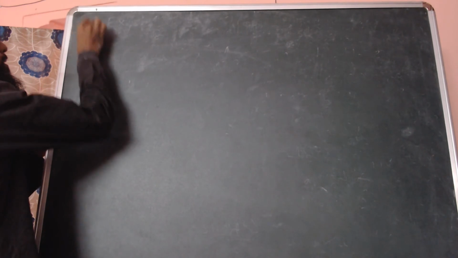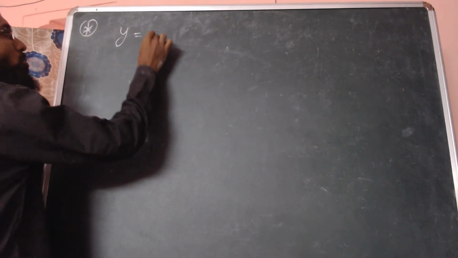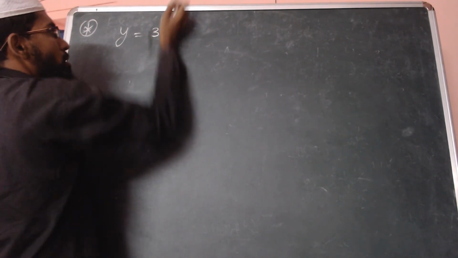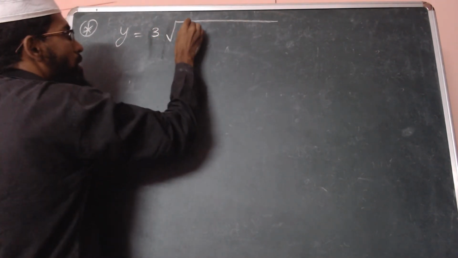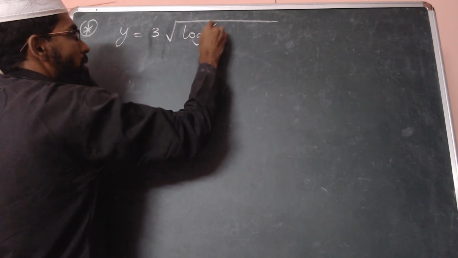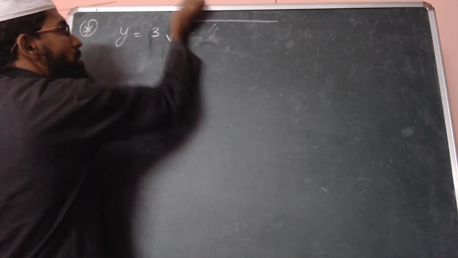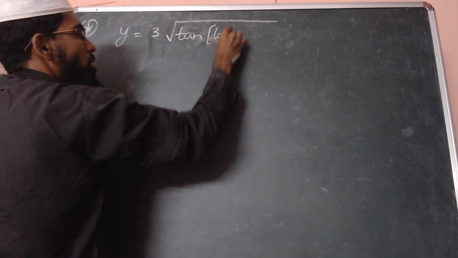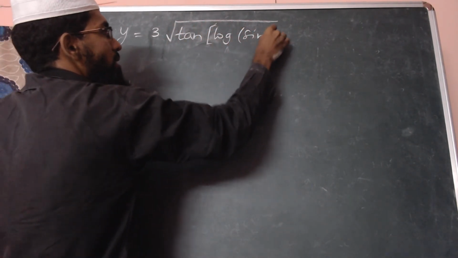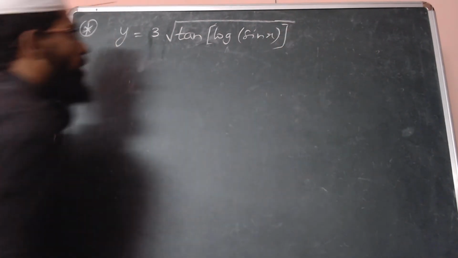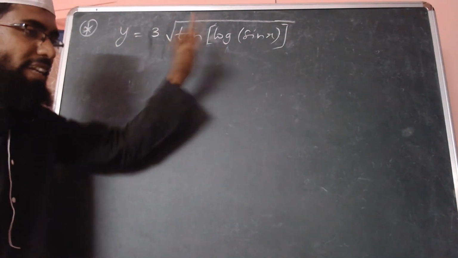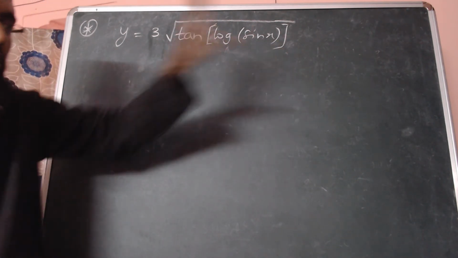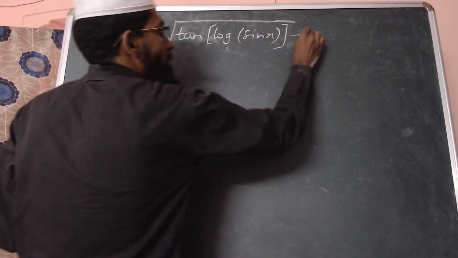Let y equal to 3 root of tan of log of sin x. Now here, how many functions? Root of tan of log of sin x. We have four functions together, a function of a function of a function of a function. Now let me take this to be my equation 1.